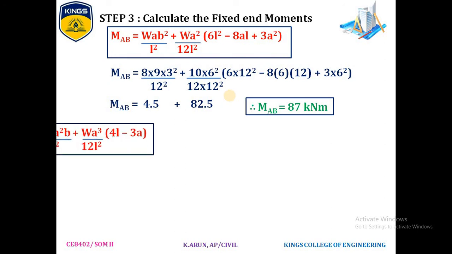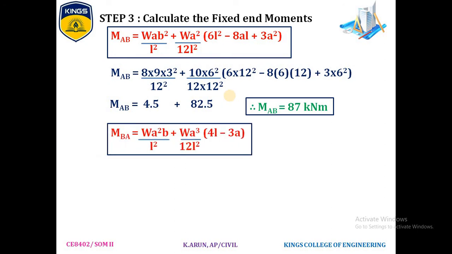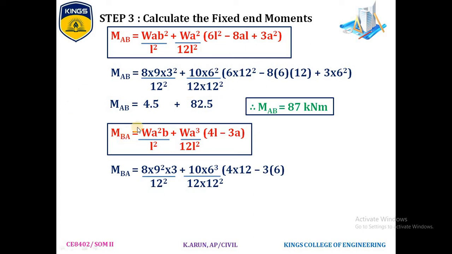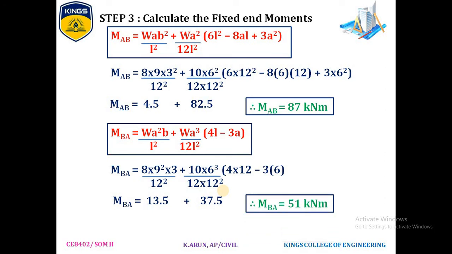Next I am going to calculate the fixed end moment at the end B, which will be MBA. The formula is WA square B plus L square plus WA cube by 12L square into 4L minus 3A. Similarly, I am going to substitute the values for W, A and B. So W is 8 point load and A is 9, B is 3 and the length of the beam is 12 meters. And for the UDL, A is 6 and L equal to 12. So I have applied the values of W, A, B and L in the above formula. On simplifying, I am getting the value of MBA as 51 kilonewton meter.